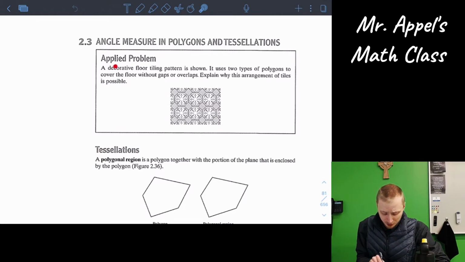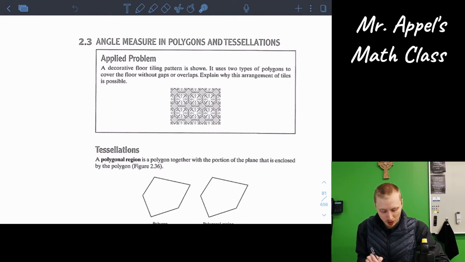To begin with, our applied problem has a decorative floor tiling pattern, as shown. It uses two types of polygons to cover the floor without gaps or overlaps. That would make for a pretty terrible walking experience, I think you can imagine. Explain why this arrangement of tiles is possible.